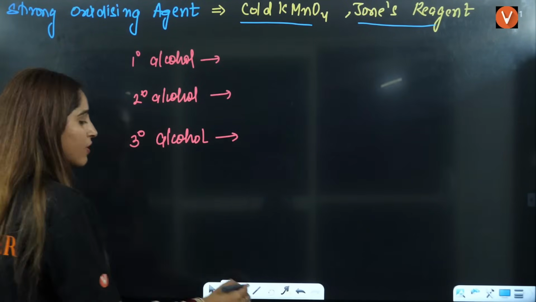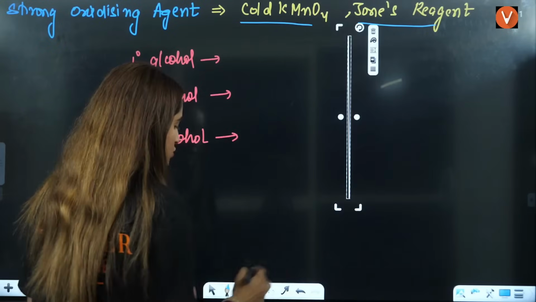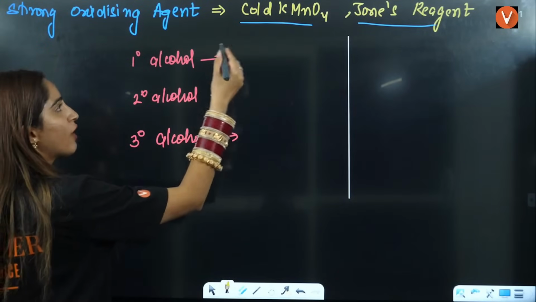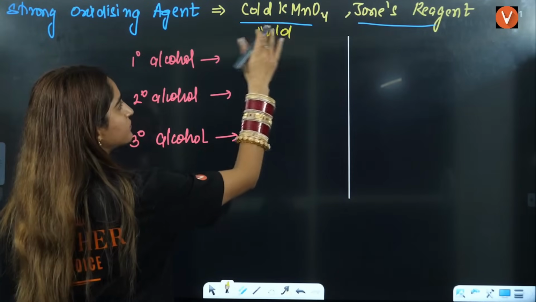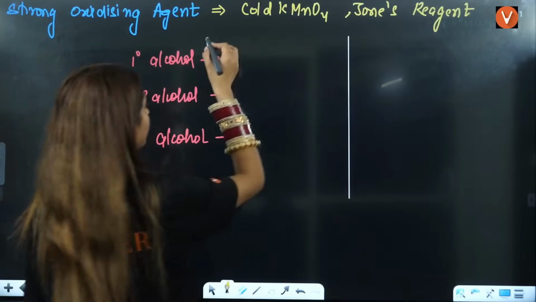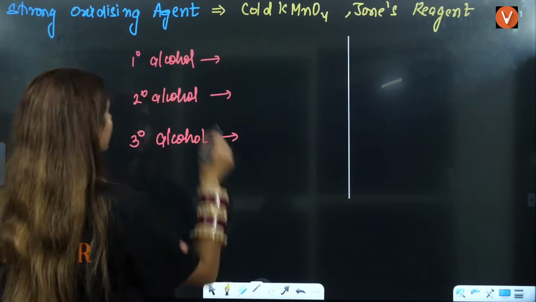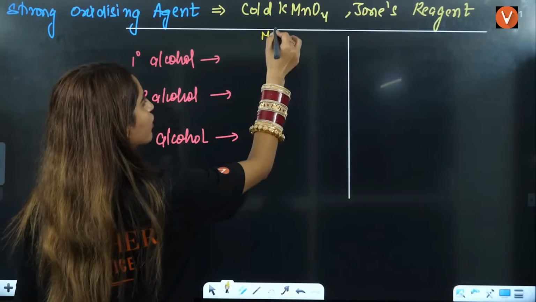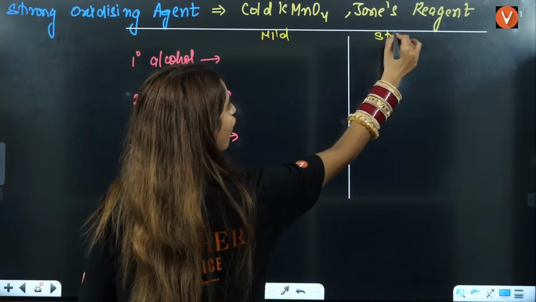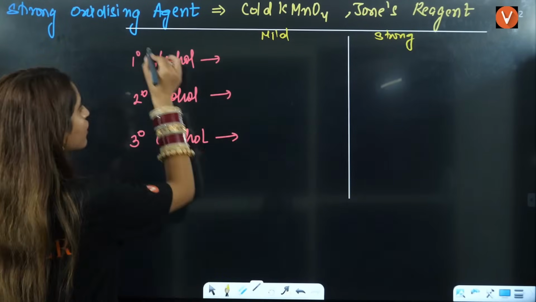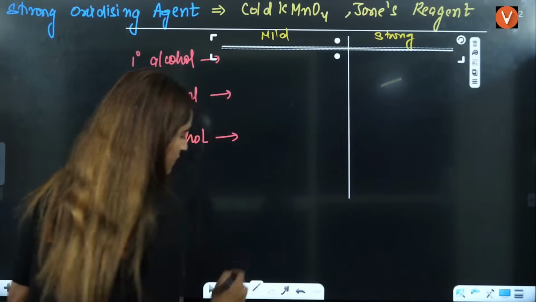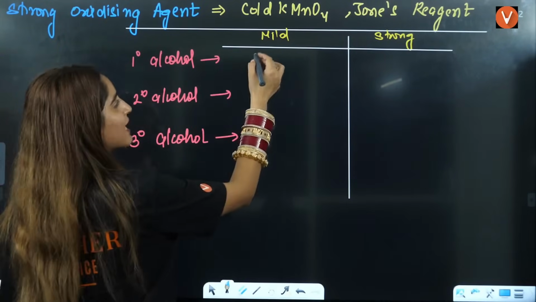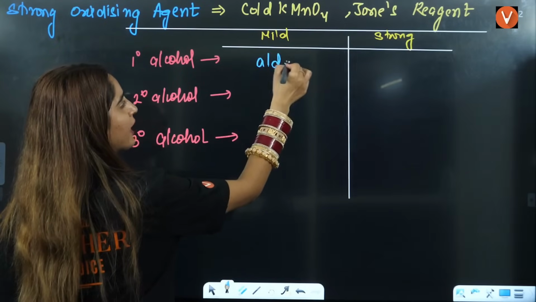So if you have 1 degree or 2 degree alcohol, the simple thing is, if you have mild oxidizing agent, if you have strong oxidizing agents, right? So how are you going to distinguish that? So simple, if you have 1 degree alcohol, for mild oxidizing agent, you will have the formation of aldehydes.